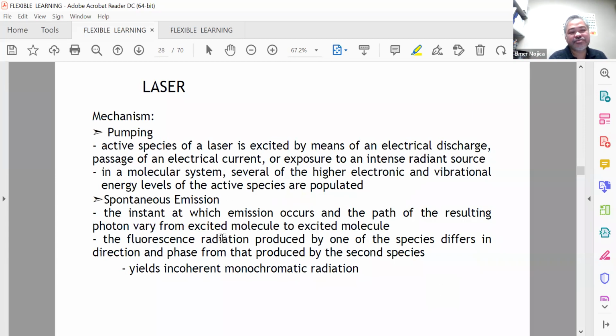So when we have this pumping, this is where an active species of a laser is excited by means of an electrical discharge, passage of an electrical current, or exposure to an intense radiation source. At the molecular level, several of the higher electronic vibrational energy levels of the active species are populated.